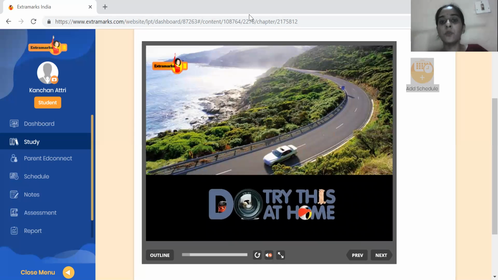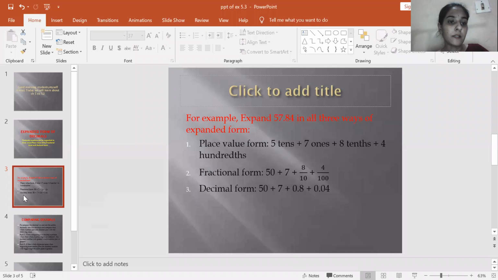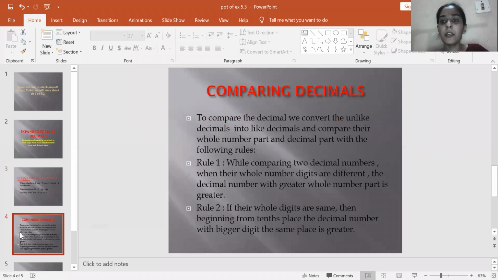Now I will show you one more thing about this chapter, that is comparing decimals. How can we compare decimals? To compare decimals, we convert unlike decimals into like decimals and compare their whole number part and decimal part with the following rules. So rule 1: while comparing two decimal numbers, when their whole number digits are different, the decimal number with the greater whole number part is greater.